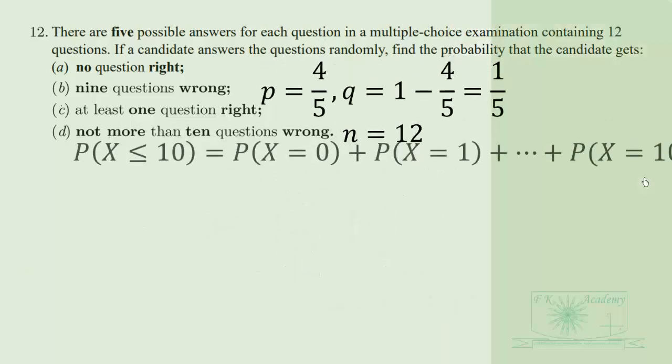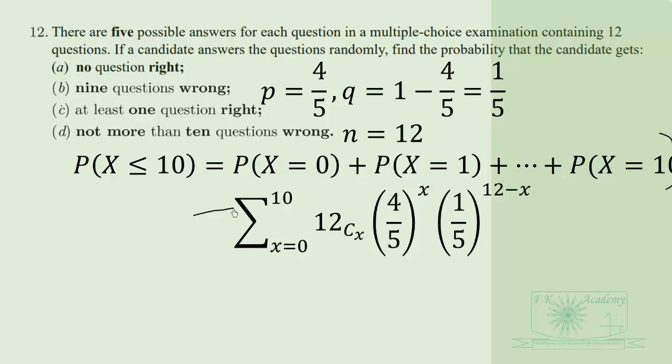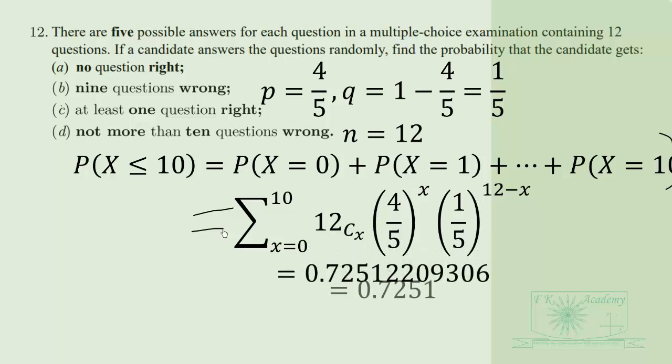Another alternative is for you to add from x equals 0, x equal 1, up to x equal 10. So we can summarize it like this using the large operator, from x equals 0 to 10, and when we evaluate this, it will give us 0.725122 or 0.7251.